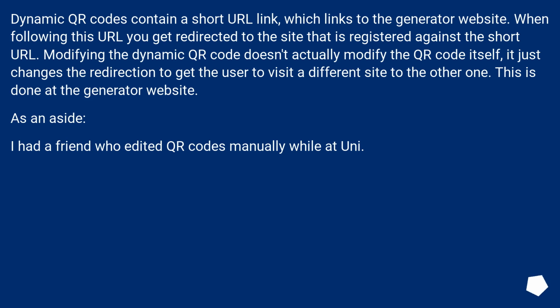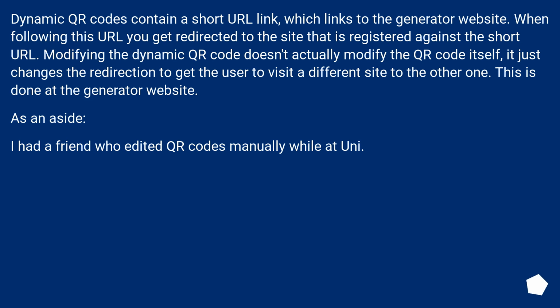Dynamic QR codes contain a short URL link, which links to the generator website. When following this URL, you get redirected to the site that is registered against the short URL. Modifying the dynamic QR code doesn't actually modify the QR code itself, it just changes the redirection to get the user to visit a different site to the other one. This is done at the generator website.